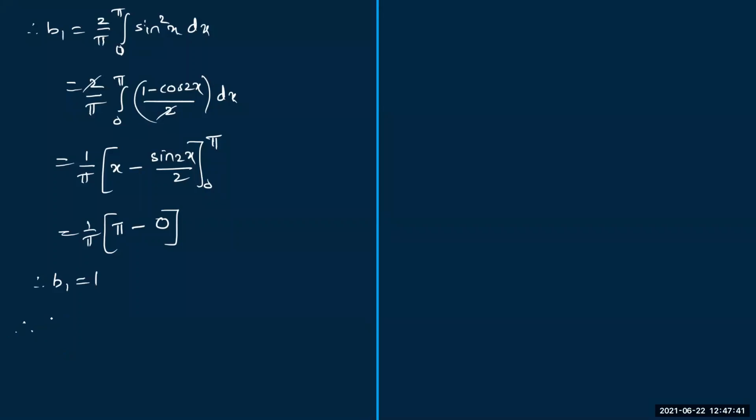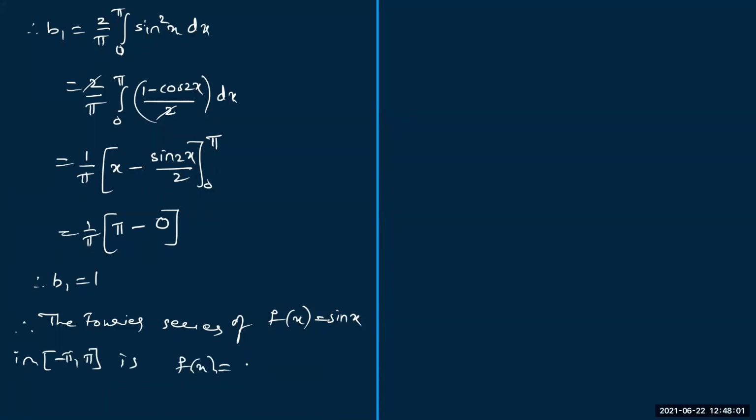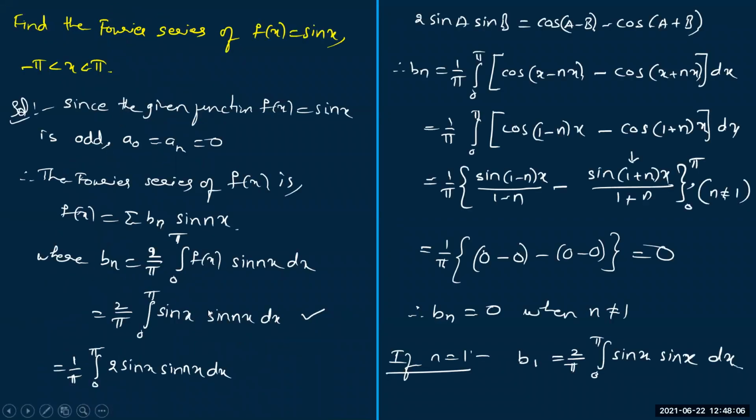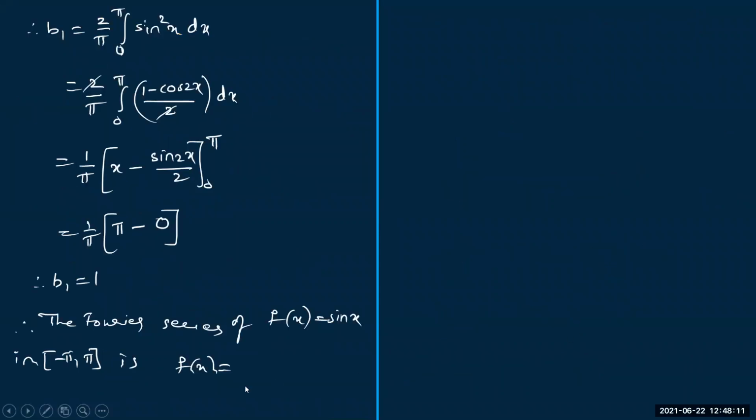The Fourier series of f of x equals sine x in the interval minus pi to pi is f of x equals b1 into sine x. Why only b1 into sine x? Because the remaining are all zeros. b2, b3, b4, everything, they're all zeros. We are getting only b1, and that too it is 1 only. So it is equal to 1 into sine x.